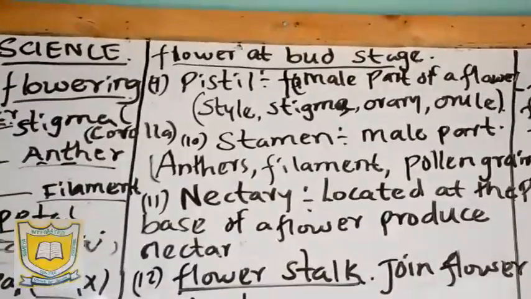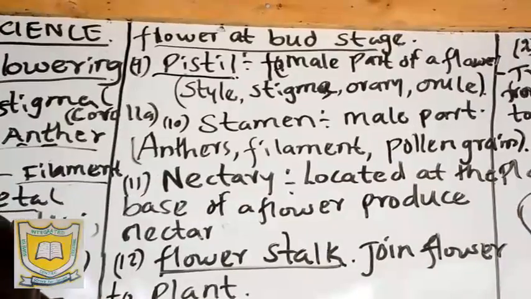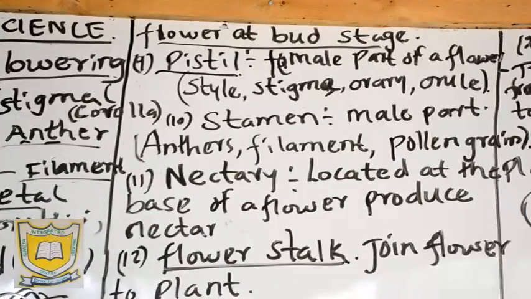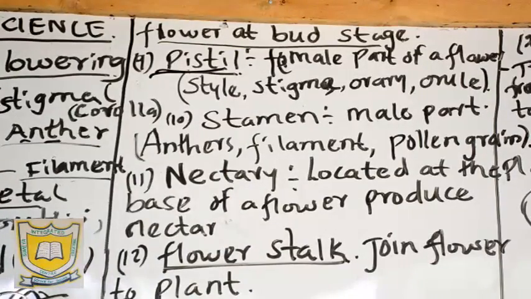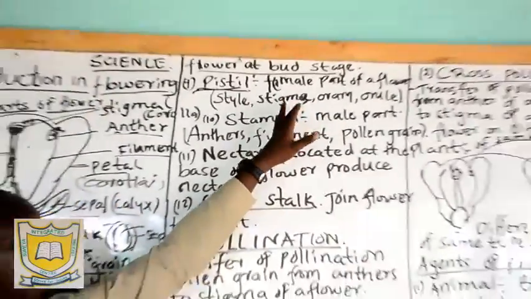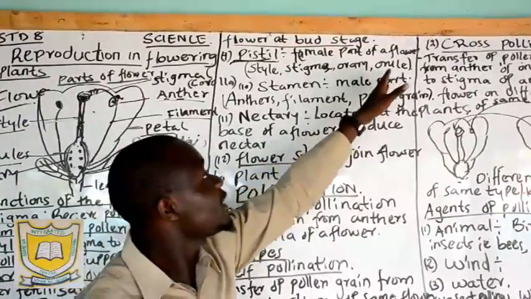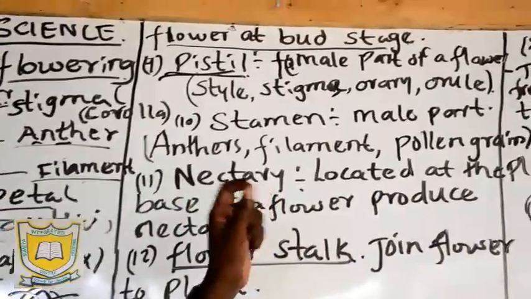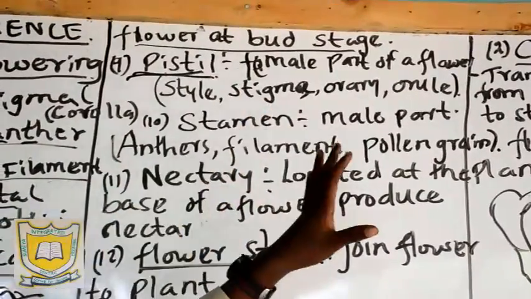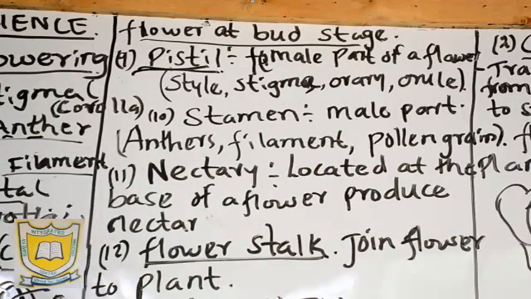We move to the ninth part of the flower, which is called the pistil. When somebody asks you to give the general name used for the female part of a flower, you say the general name is the pistil. The pistil consists of the style, the stigma, the ovary, and the ovules. In an exam they can ask you which one of the following is not part of the pistil, so you have to understand all the parts of the pistil, which is the female part of a flower.